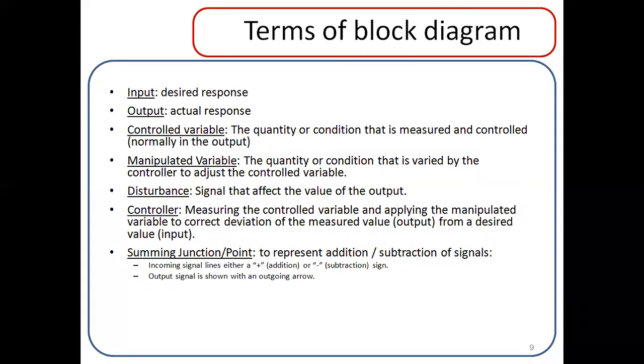Here we'll have a brief look at what we have discussed, on a theoretical basis. Input is nothing but the desired response, output is the actual response. Control variables are conditions that are measured and controlled, normally in the output. Manipulated variable, that is, compensation activities will exist there. And disturbances are signals that may affect the value of the output. So if there are other environmental impacts on that machinery, nominally there will be small, minute errors.